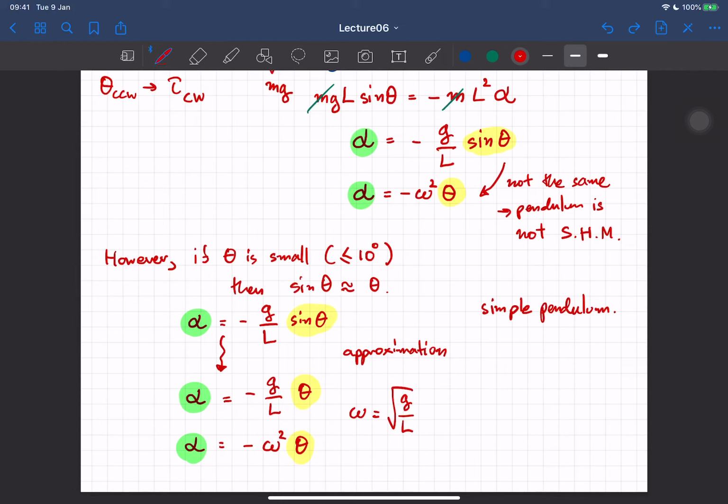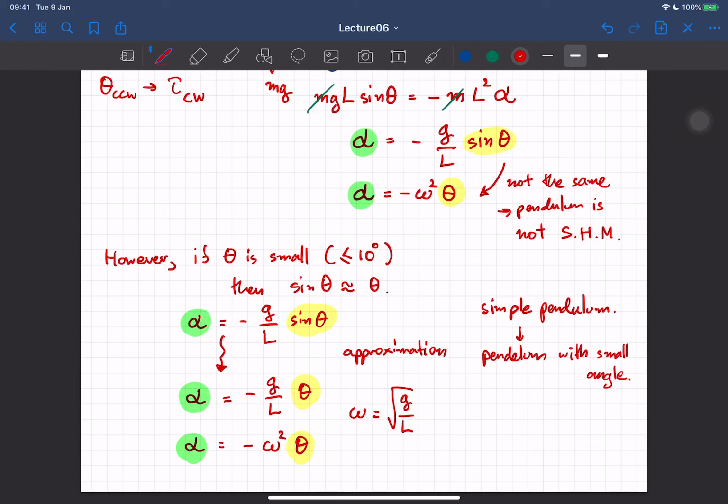Okay, so simple pendulum means a pendulum with small angle or small amplitude. So strictly speaking, a pendulum is not simple harmonic. But if the angle is small enough, then it's approximately simple harmonic.